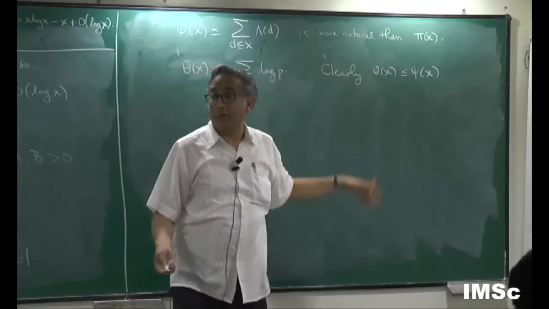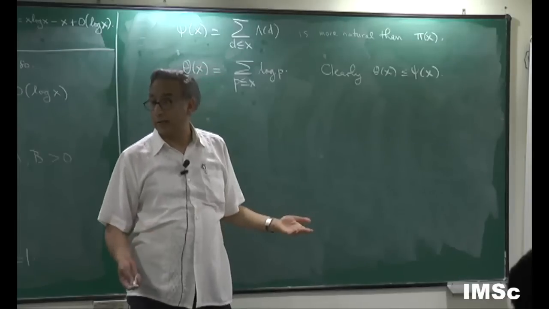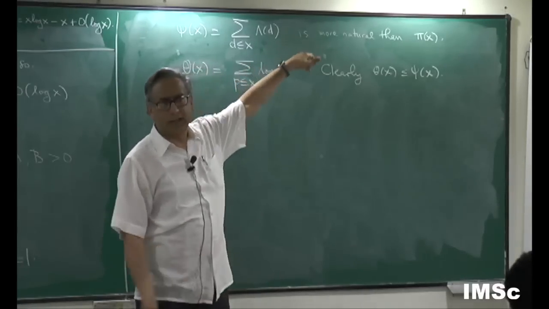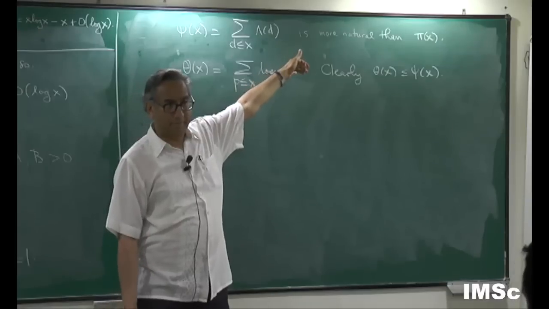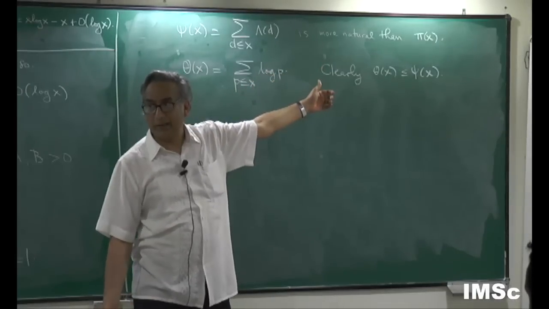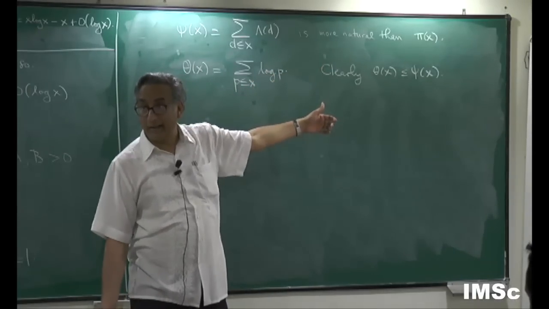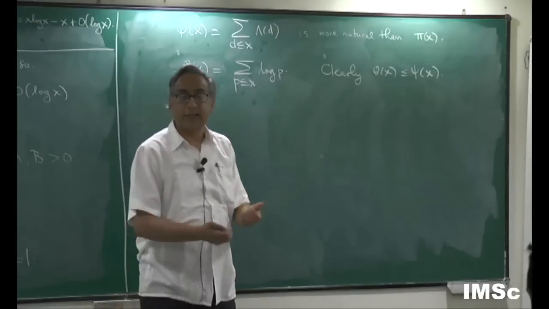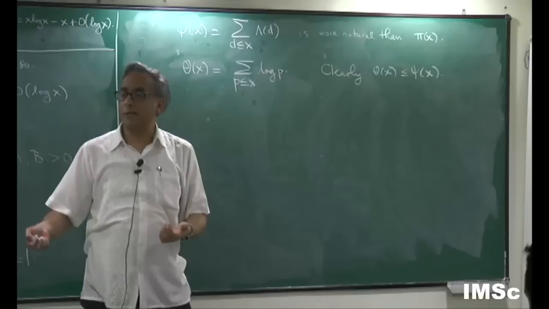And how many squares of primes are there up to x? At most root x. And what's the contribution of each of those things? At most root x log x. How many cubes are there? At most x to the 1/3. And what is it going to contribute? Log x. So it's x to the 1/3 log x. So you just keep on counting how many powers there could possibly be.